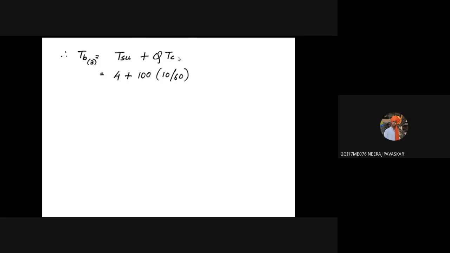Then we have to take T setup average time. Here you have to take the T setup average time. Yes, you have to take only operation time because they have asked for operation 3. You will be considering that.